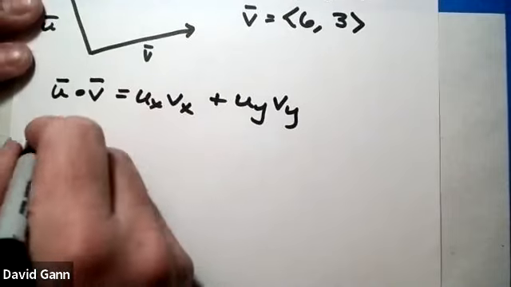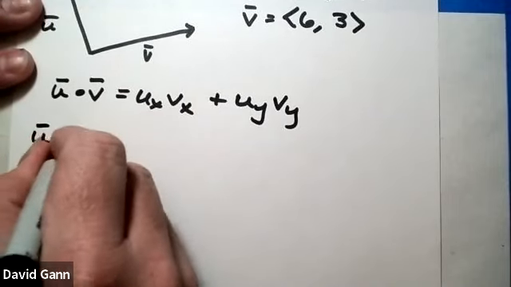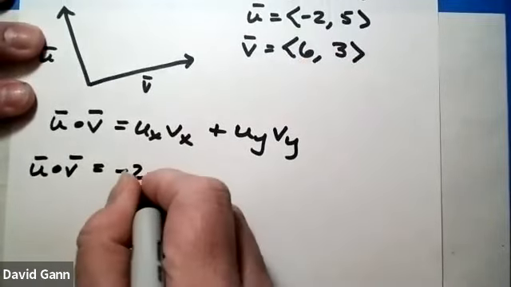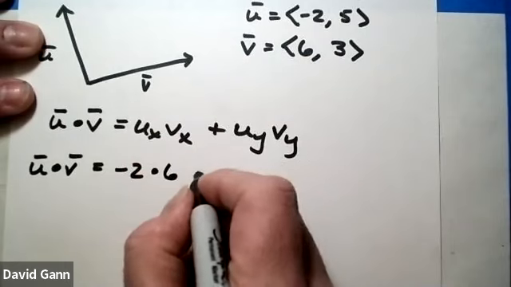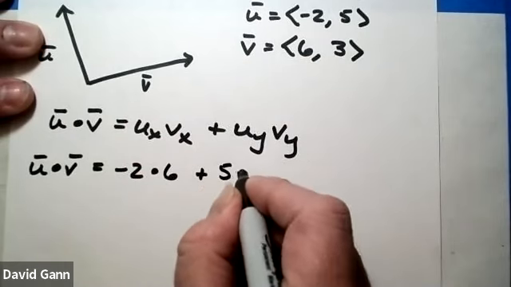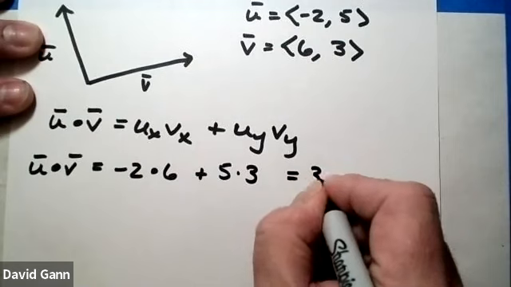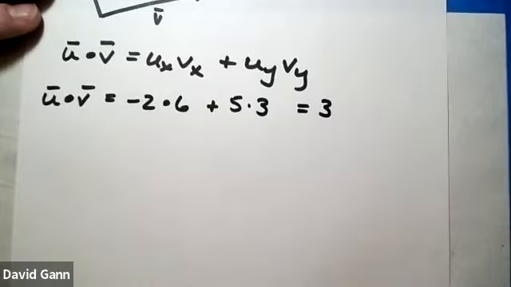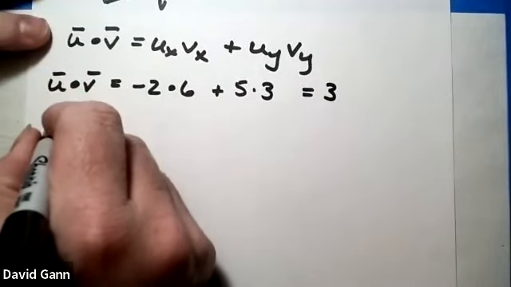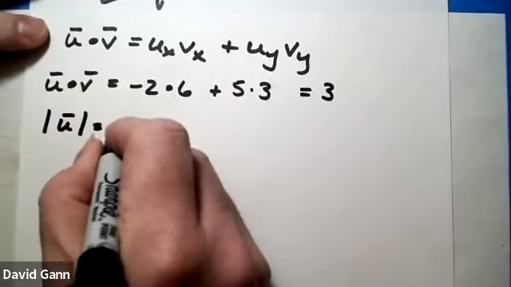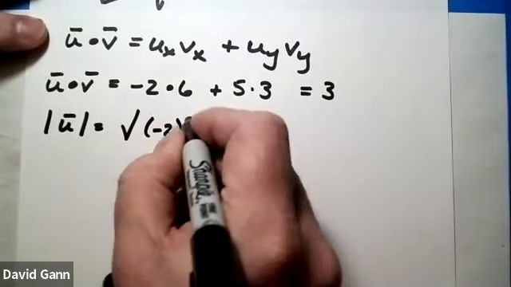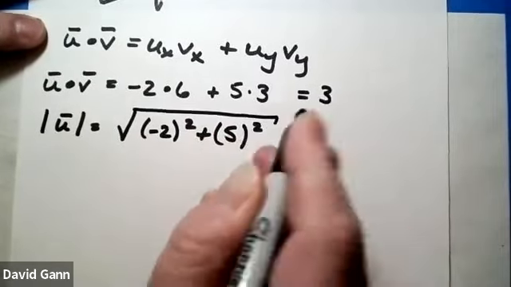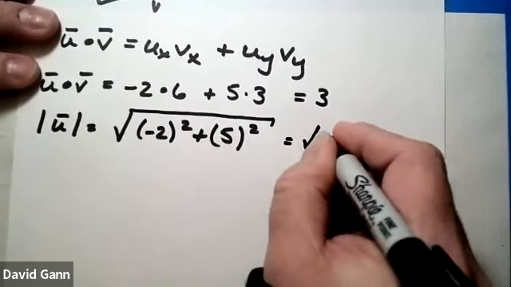So in this particular case, u dot v is equal to -2 times 6 plus 5 times 3, which simply equals 3. Okay? So if we wanted to find the angle between them, we need to find the magnitudes. So the magnitude of u is equal to the square root of -2 squared plus 5 squared, which should result in the square root of 29.